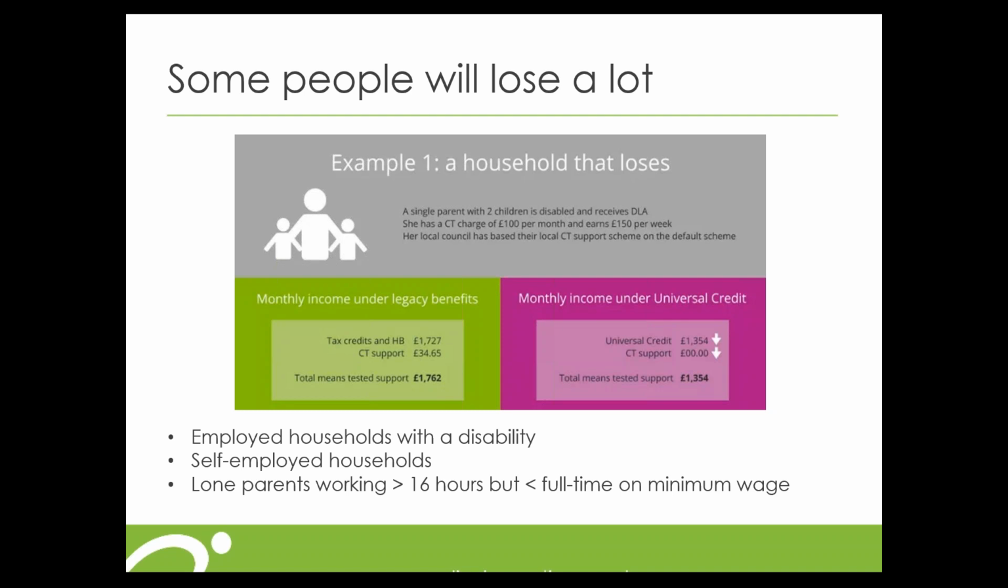And the other group here who will lose a lot, households where there's a couple who previously had a choice of, for example, ESA or income support, so they can make the most of disability premiums. They will lose a lot when they move over to universal credit, under both universal credit and council tax support.